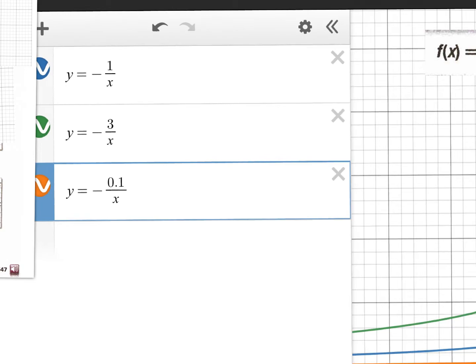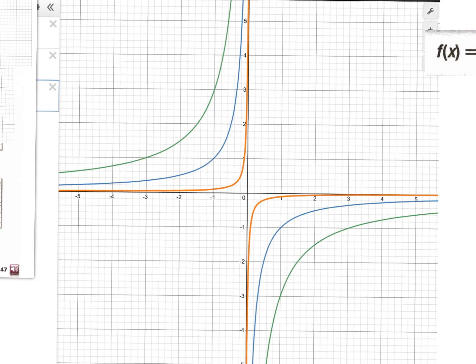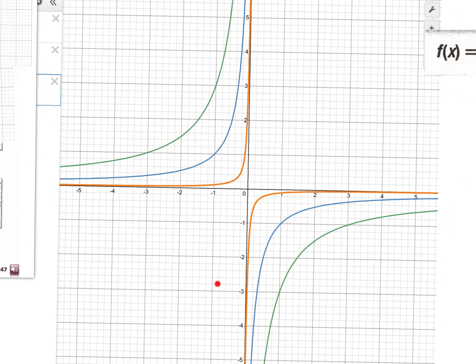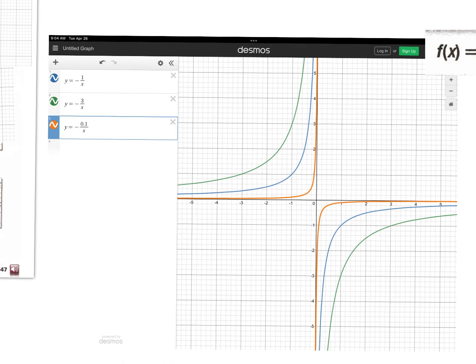So when we take a look at this, it's no longer down here and up there. It's no longer like this in quadrant 1 and quadrant 3. It got reflected. So all of these, because they're all negative, they're up here in quadrant 2 and quadrant 4. Does that make sense? Okay. And of course, your blue one was the original parent graph.